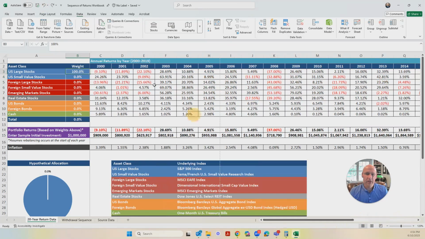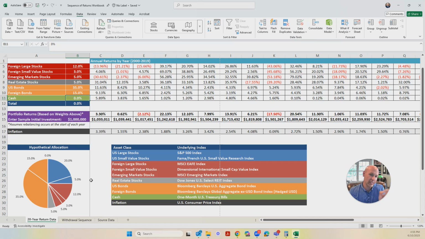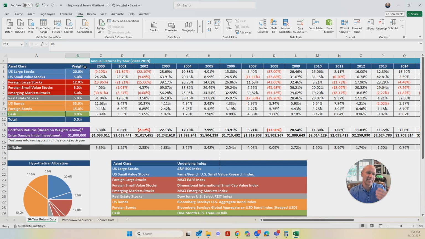So now, instead of 100% large US stocks, let's build a 50-50 allocation, which might be considered a textbook allocation. We're going to do 20, 5, 12, 3, 5, 5, 35, and 15. So this is U.S. large stocks, U.S. small stocks, international developed markets, international small stocks, international emerging market stocks, real estate stocks, U.S. bonds, foreign bonds. This is a 50-50 allocation.